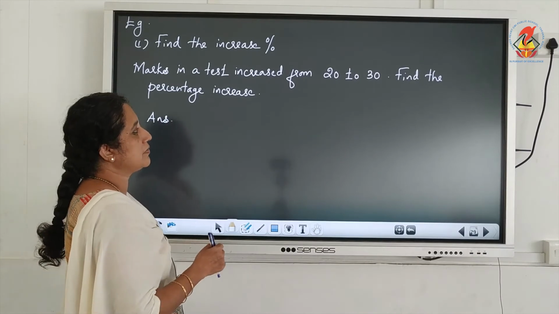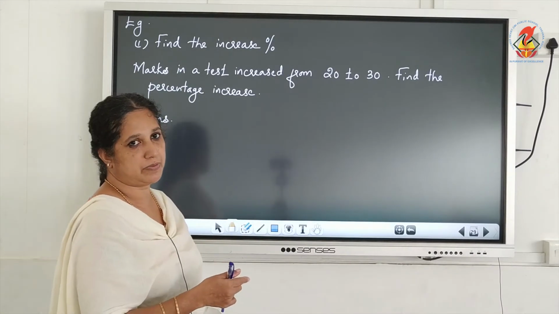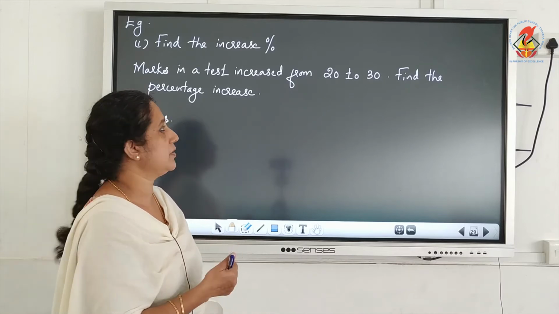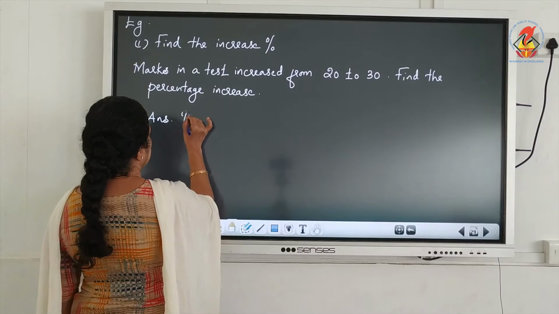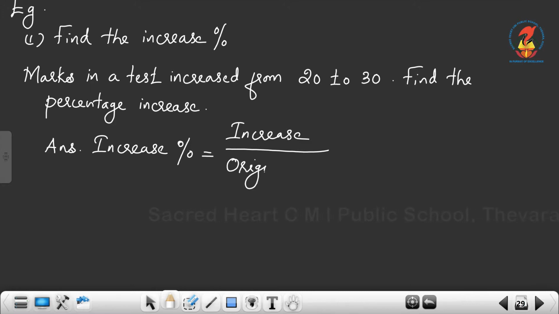Marks in a test increased from 20 to 30. Find the percentage increase. How can you find out the increase percent? Increase percent is equal to increase divided by original value. Original value means the base, into 100, and after that attach the percent symbol. Increase divided by original value into 100.